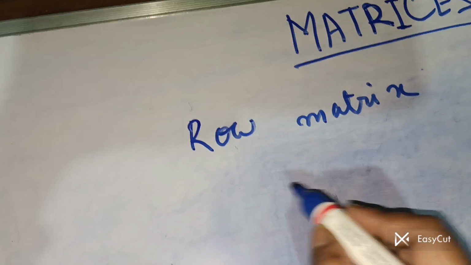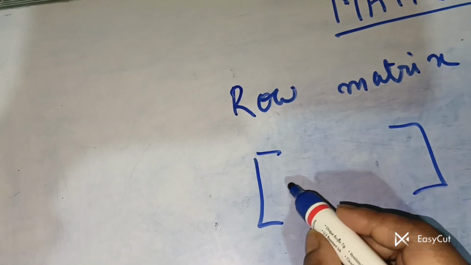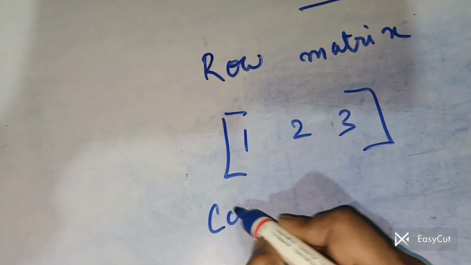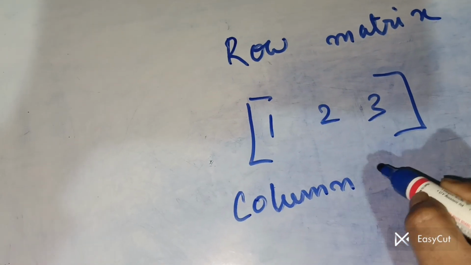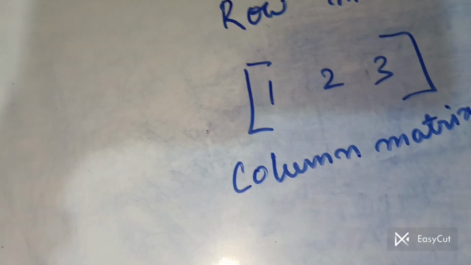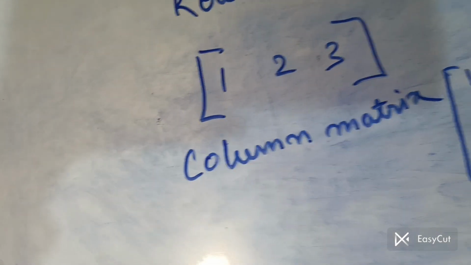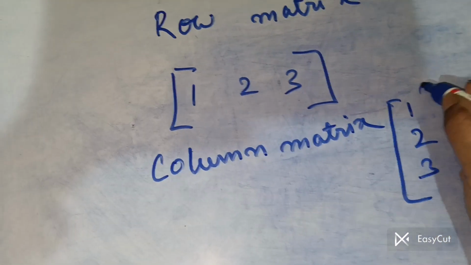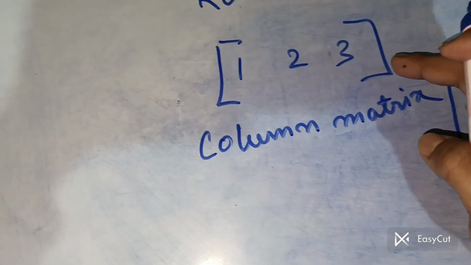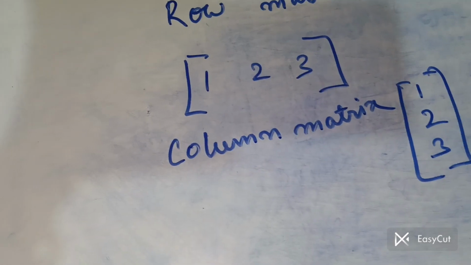A row matrix, as the name suggests, will consist of only one row, like 1, 2, 3 maybe. Then there is the column matrix. A matrix having only one column is called a column matrix, like 1, 2, 3. See, it has only one column. If it has one row, that means row matrix. If it has one column, that means column matrix.